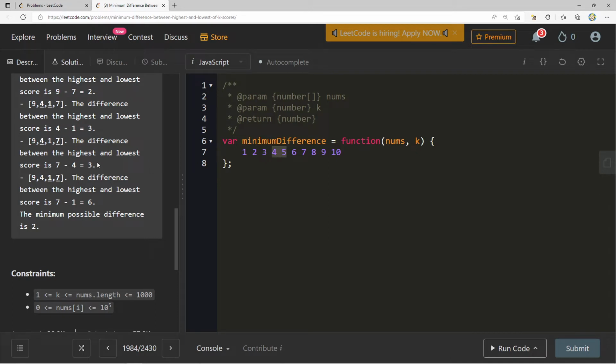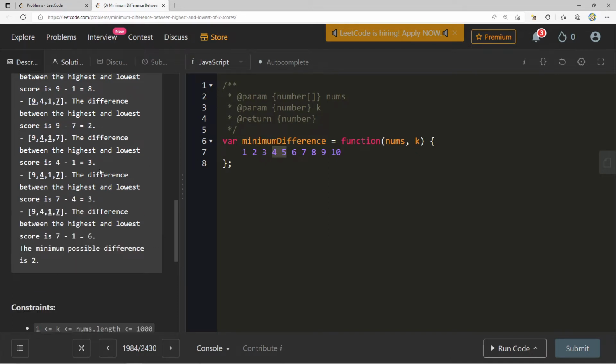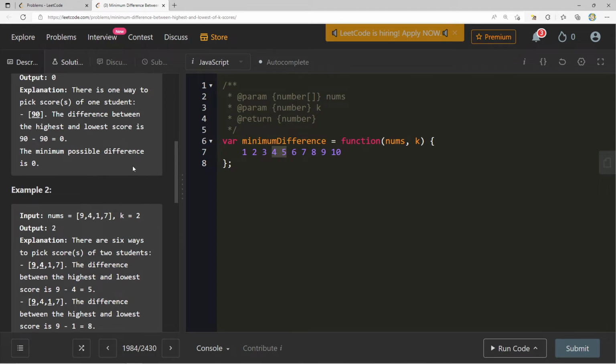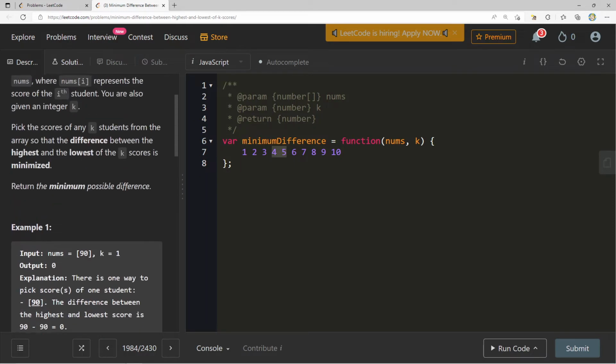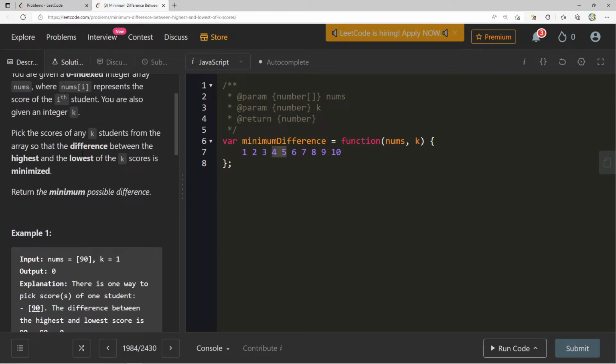If we pick those two. Now, if we had k equals 2, if it was 1479, k equals 2, the highest and the lowest, the minimum. Yeah, I think we can do something like that. Now, in the case of k equals 1, 1 is already out, so the output is 0.